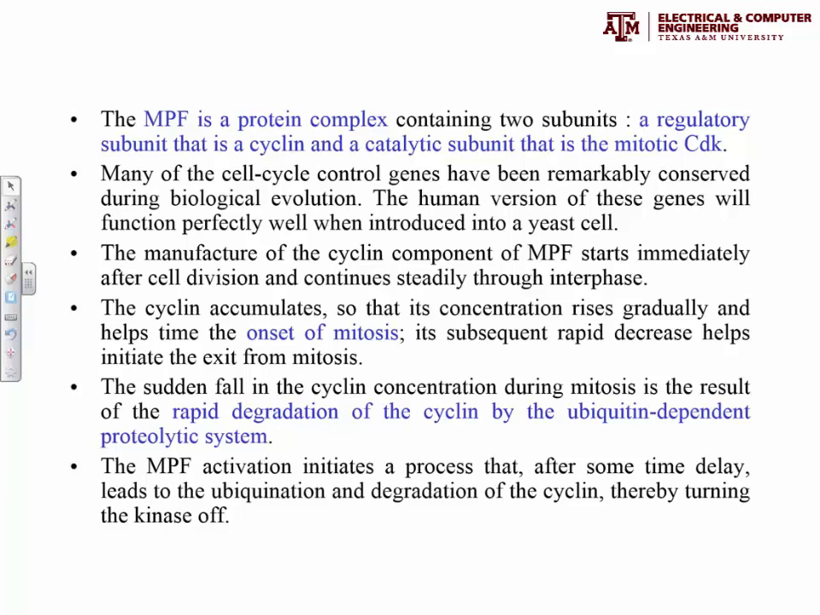Now, the manufacture of the cyclin component of this M-phase promoting factor starts immediately after cell division and continues steadily through interphase. The cyclin is going to accumulate, so that its concentration rises gradually, and it helps time the onset of mitosis. Possibly after it crosses some threshold, that's when mitosis takes place. Its subsequent rapid decrease helps initiate the exit from mitosis.